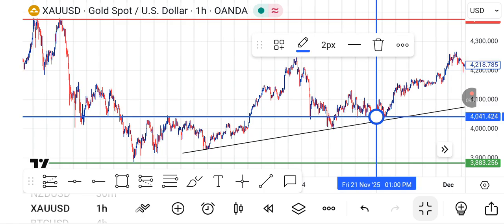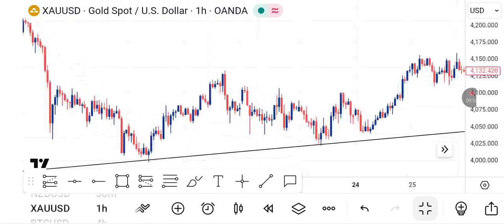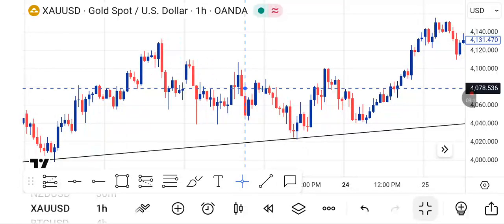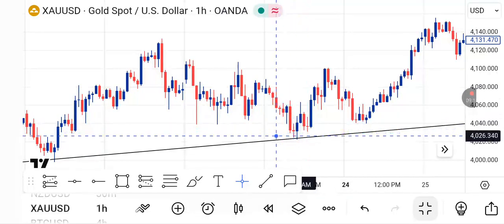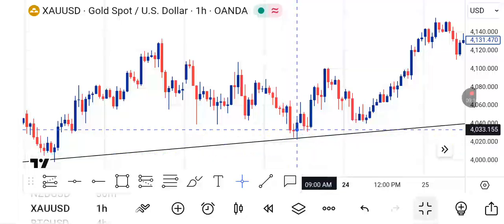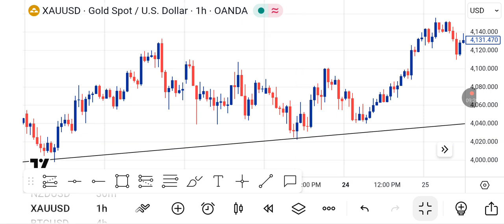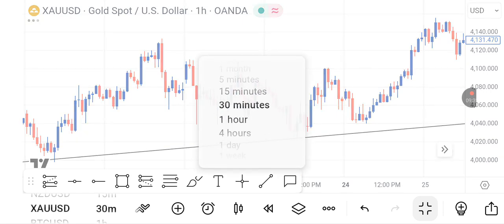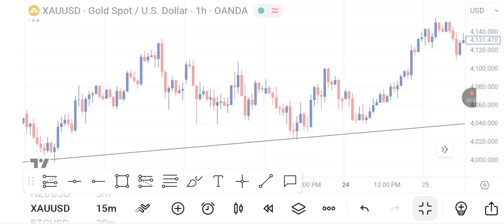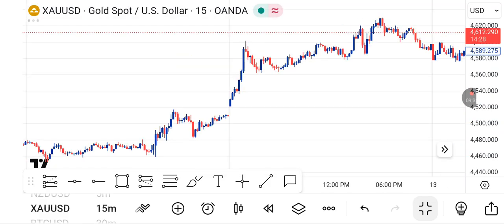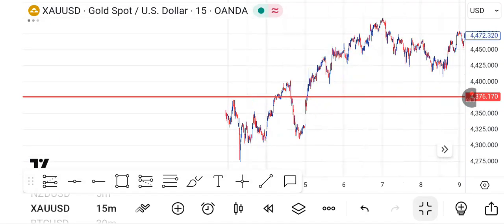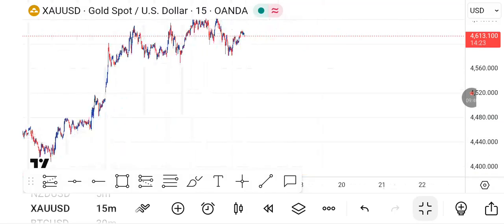So here, let's maximize and see what happened. You see that it respected it. If I go to my 15-minute time frame to see, because I use the 15-minute time frame for entry.